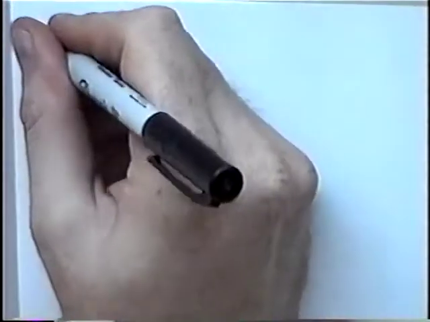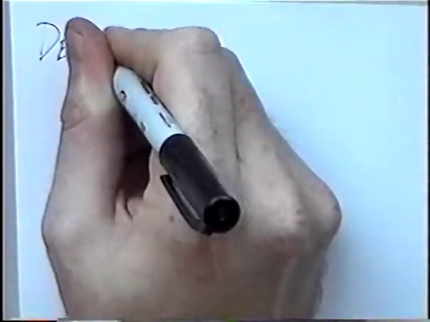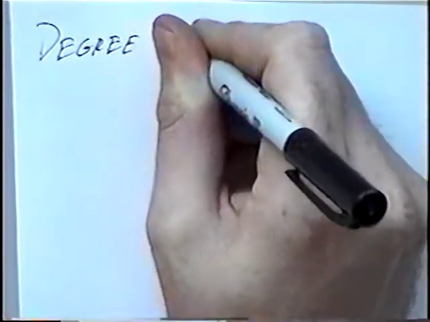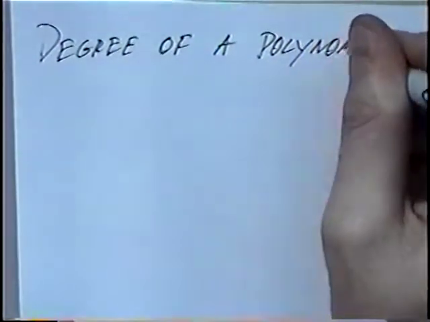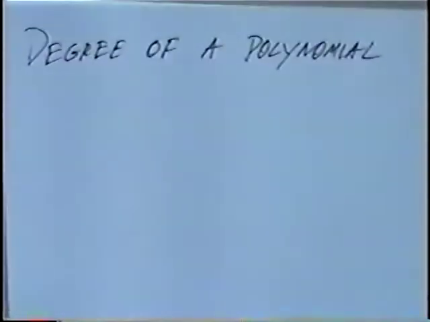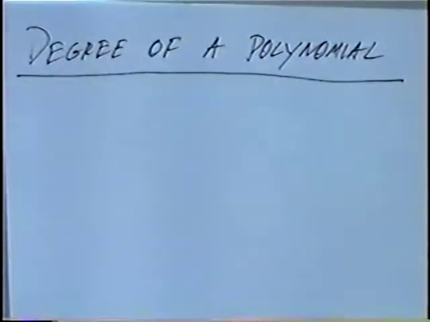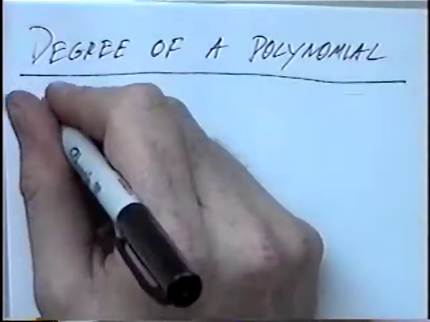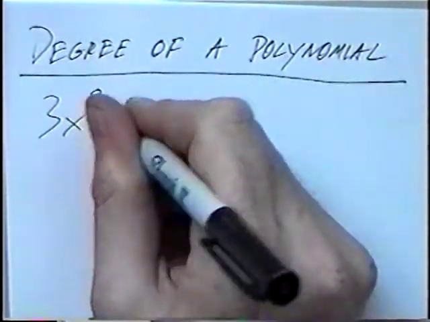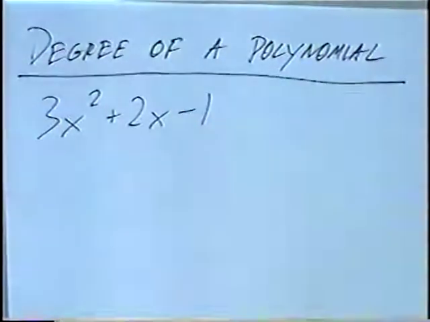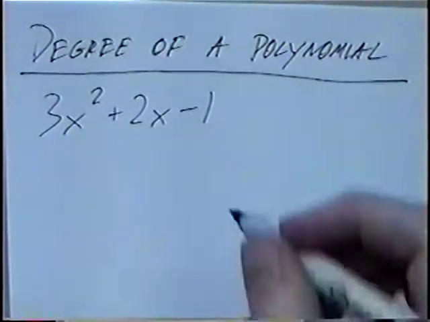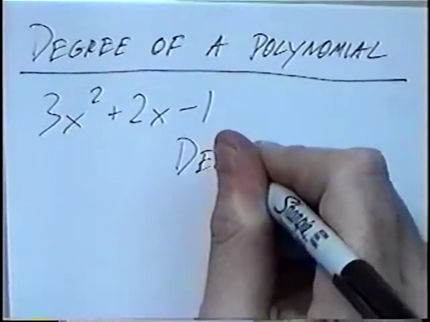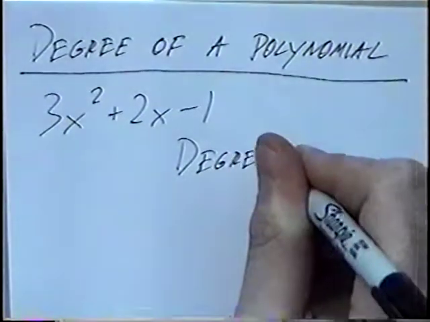Title of the first section is Degree of a Polynomial. First polynomial we'll look at is 3x squared plus 2x minus 1. Again, the degree of the polynomial is the highest exponent. Highest exponent in this case would be 2, so the degree would be 2.